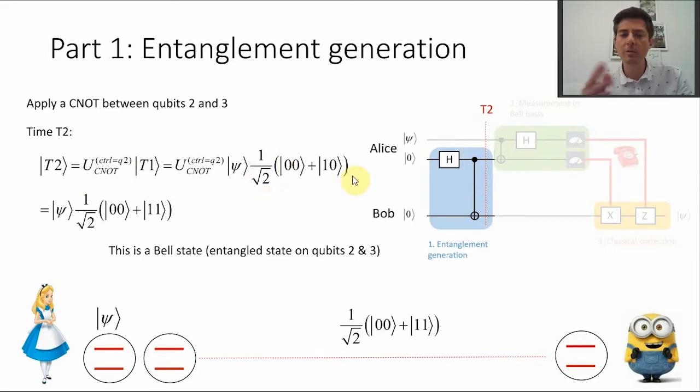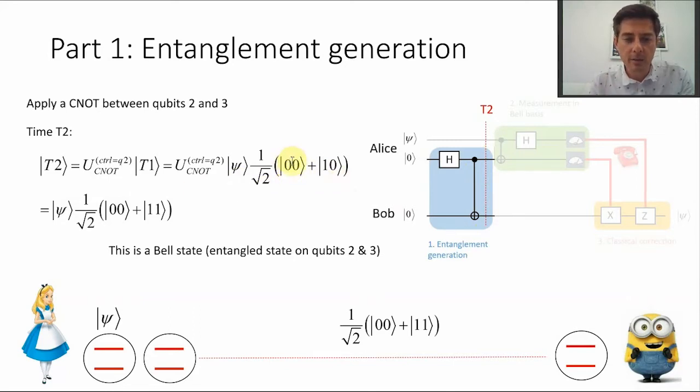And remember, the controlled NOT, what it does is that if the control qubit, which is this one, is in the state 0, then it does nothing to the second qubit, the target qubit. If the control qubit is 1, then it will flip the second qubit, or the target qubit. We can just look at these two states here and basically work out what the operation is.